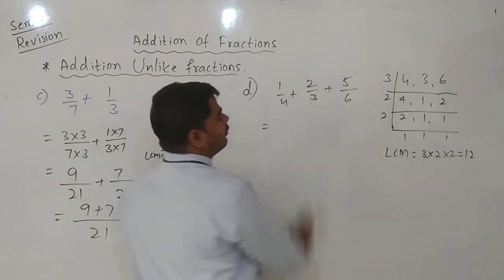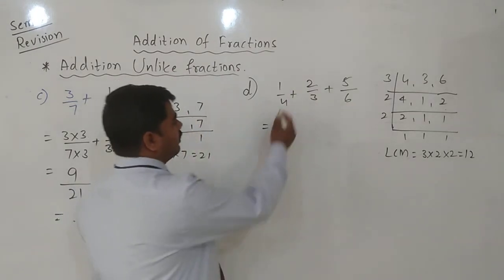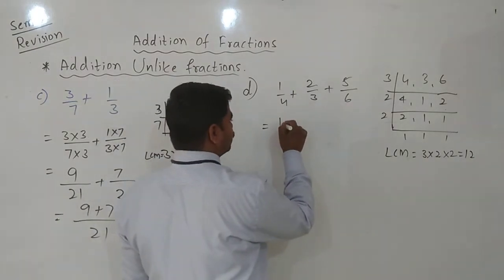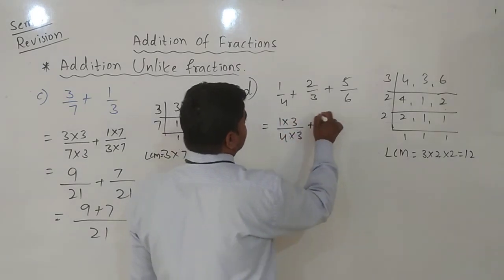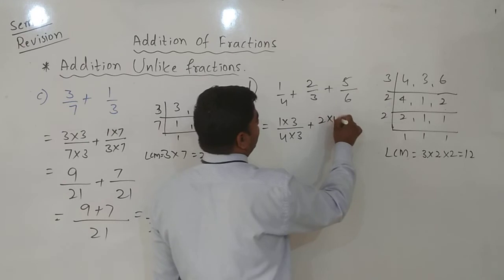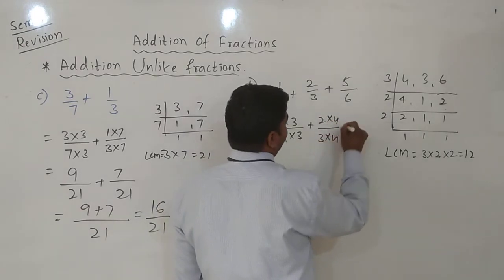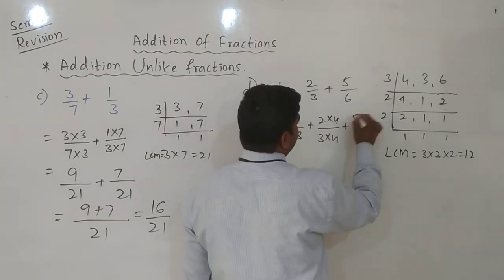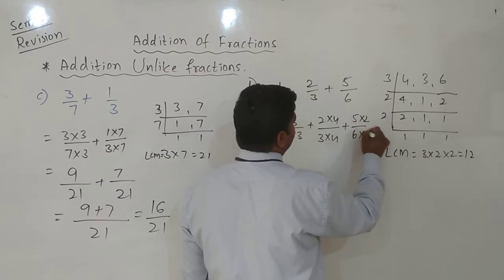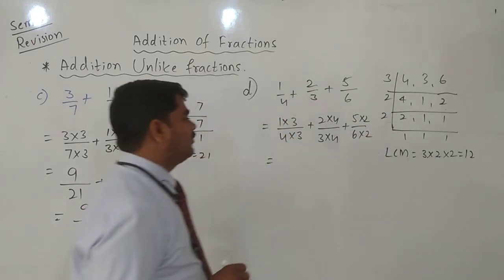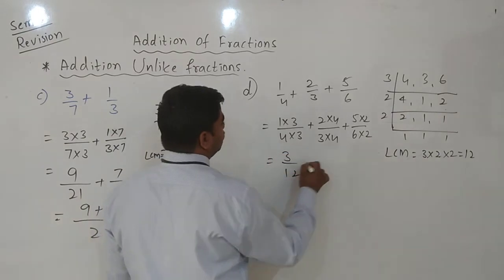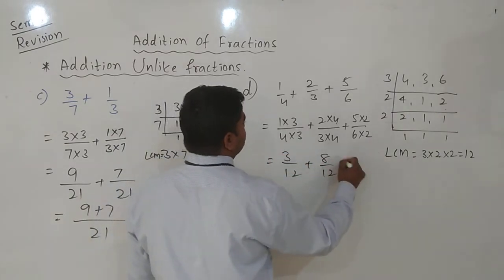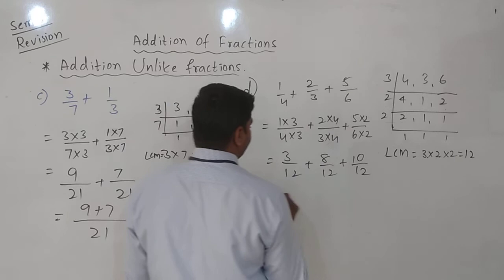Then all the denominators should be 12. What will you multiply 4 by to get 12? 3. So 3 by 4 becomes 9 by 12, plus 2 by 3. What will you multiply? 4 is 3 into 4. 6 twos are 12. 5 into 2, 6 into 2. Now we get the equivalent fractions: 3 by 12, 8 by 12, 10 by 12.